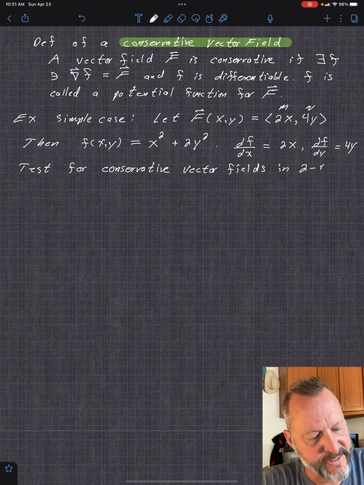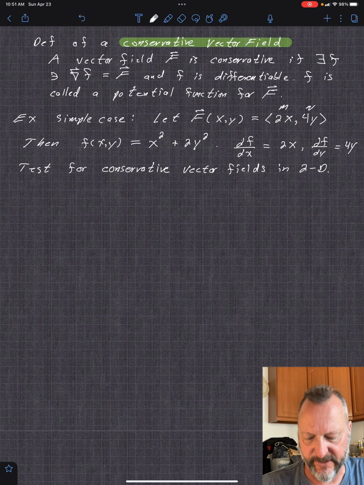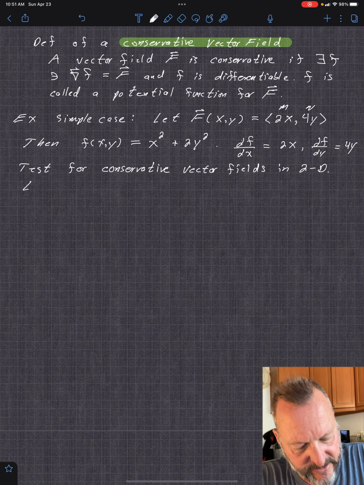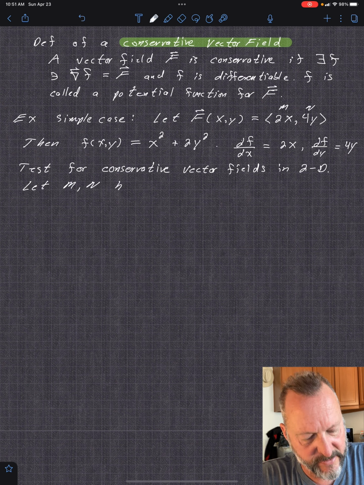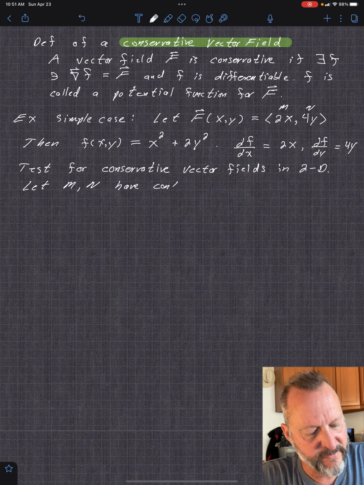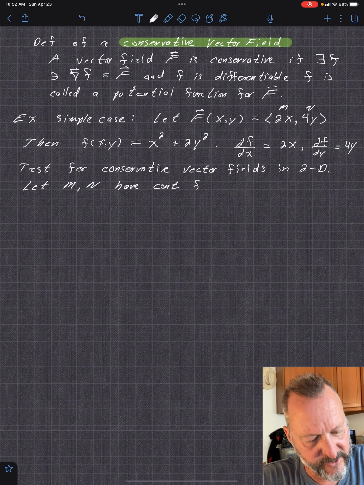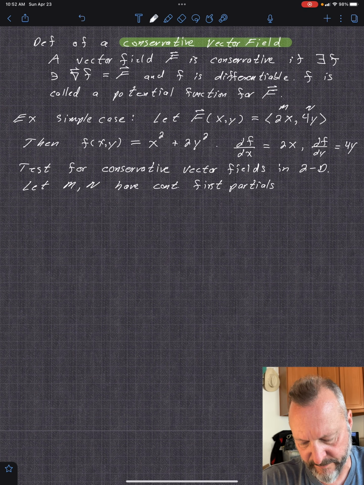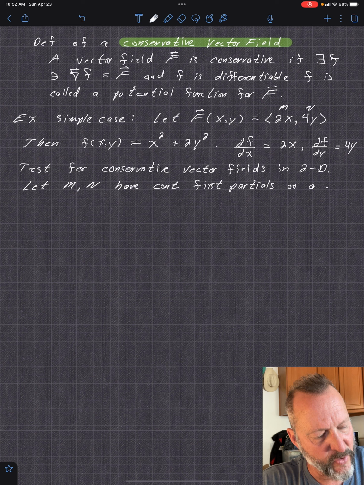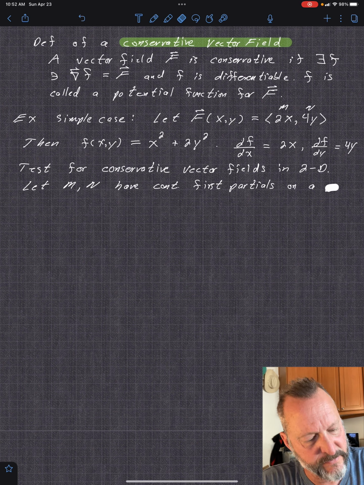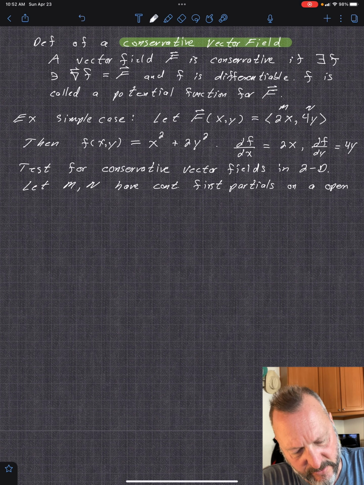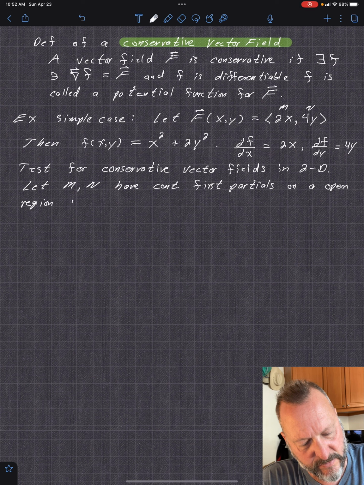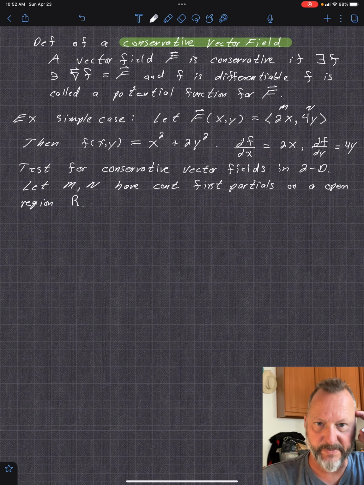In 2D. We'll do 3D later, but for now we'll stick in 2D. So let M and N have continuous first partials on an open region R. Does not include its boundary points.